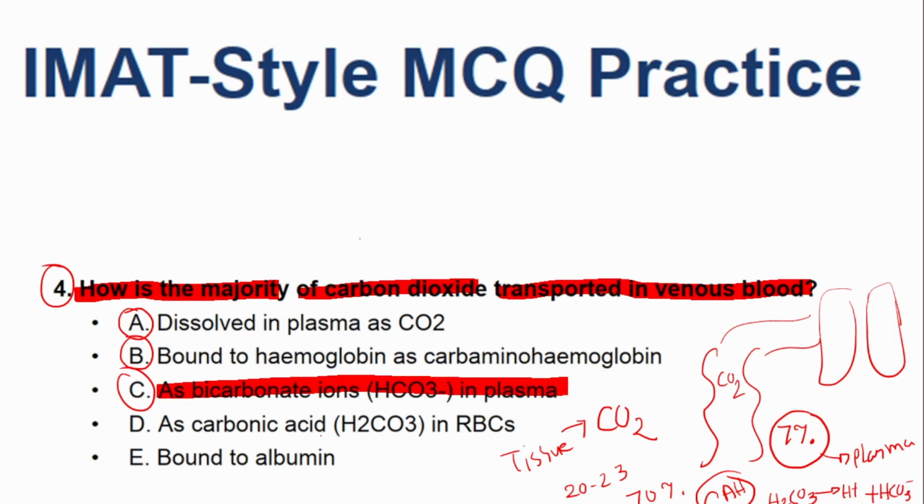It is easy to get tripped up by option D, carbonic acid inside the red blood cell. But remember that carbonic acid is highly unstable and transient. It doesn't stay in that form. Option E, binding to albumin, plays a negligible role in transport compared to hemoglobin. Therefore, bicarbonate in the plasma reigns supreme as the primary vehicle.